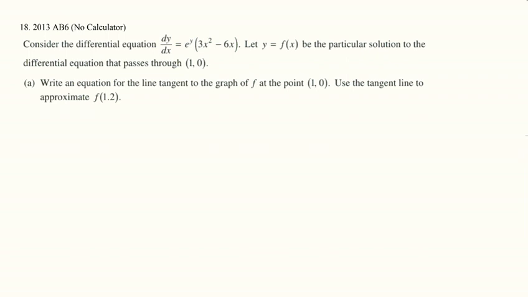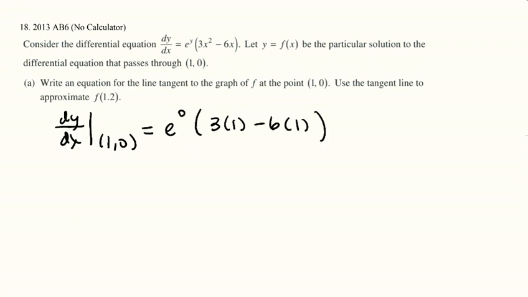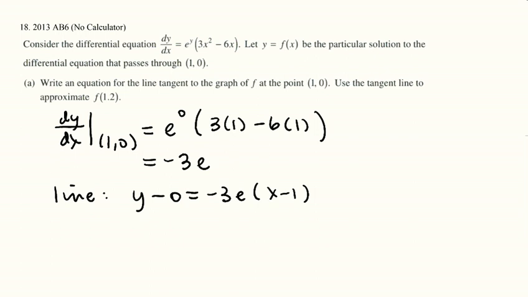So the slope dy dx at the point where x is 1 and y is 0 is going to be e to the 0 times 3 times 1 squared minus 6 times 1. So that's 3 minus 6 is negative 3, so it's negative 3e. Okay, so the line tangent is going to be y minus 0 is equal to negative 3e times x minus 1. And then the approximation would be y is approximately equal to negative 3e times 1.2 minus 1, plus 0. And that's a number. That's a safe place for us to stop.